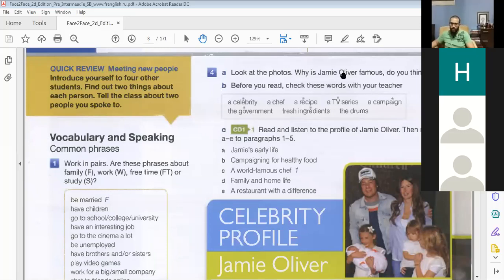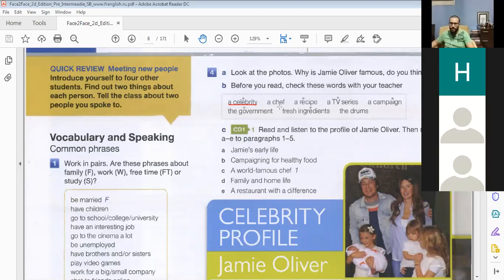Okay, all of these words. Which of these words is new for you? So we can underline it and talk about it. Celebrity, does everybody know what a celebrity means? Is it new, Abdullah? Yes. Okay, so let's underline it.